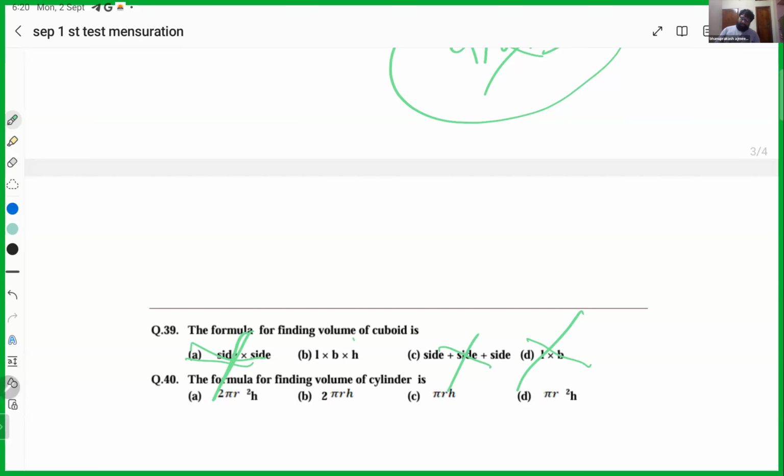The only option left here is length into breadth into height. So the answer is length into breadth into height.